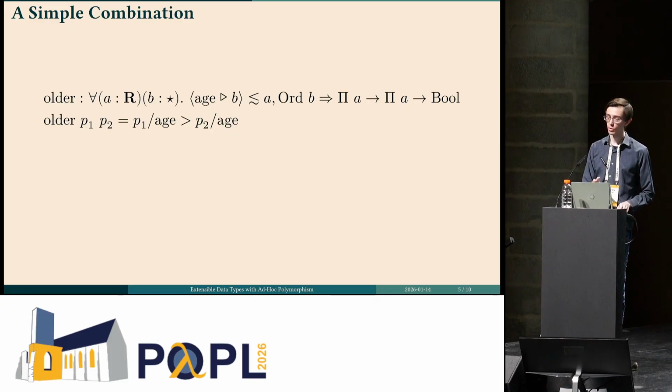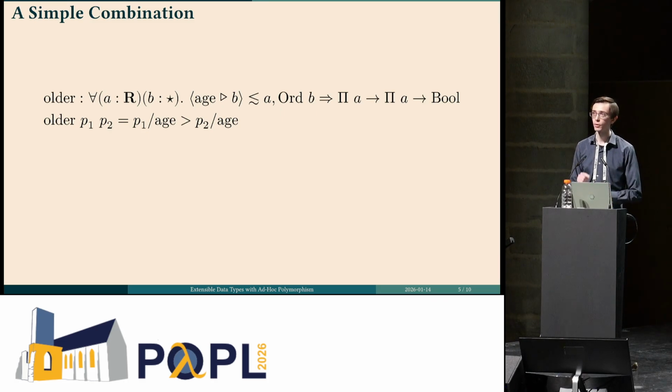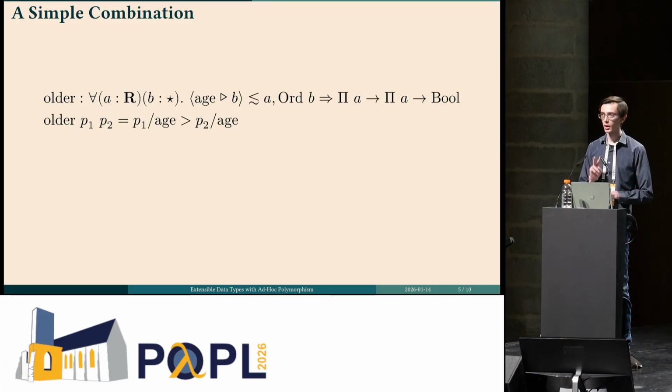And one thing that you'll note here is that the constraint for the containment, as well as the constraint for the type class, appear in the same position syntactically. And this is because in our system, these two constraints are the same sort of thing. They're all just constraints.